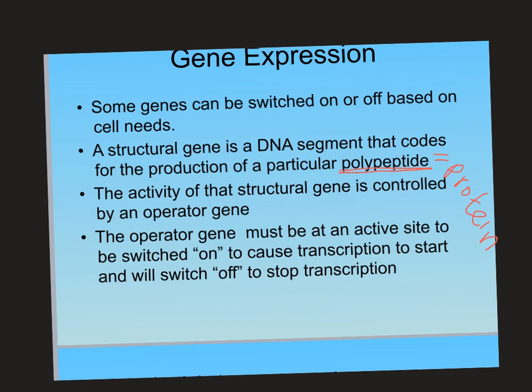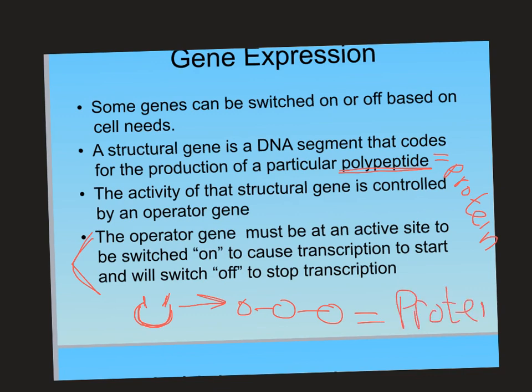So whenever it codes for a particular protein, most of your body is proteins. So the activity of that structural gene is controlled by the operator gene. The operator gene must be at an active site to be switched on to cause transcription to start and switched off to stop transcription. And all that really means is it has to be at the correct spot on the ribosome to read that codon, to code for the correct amino acid chain, to then make the correct protein.